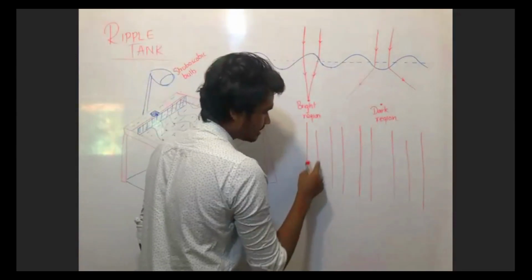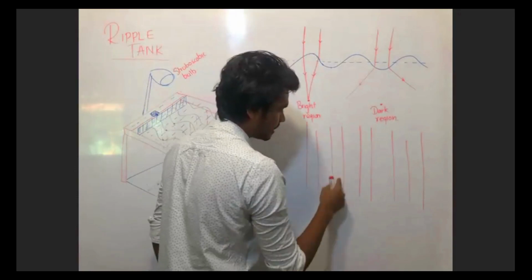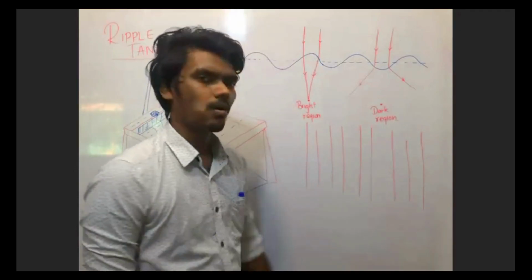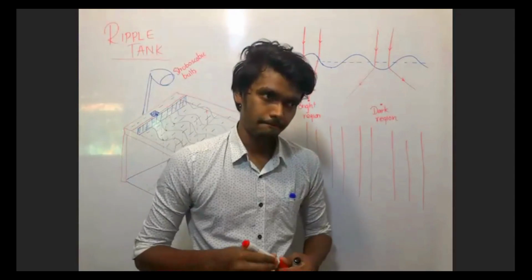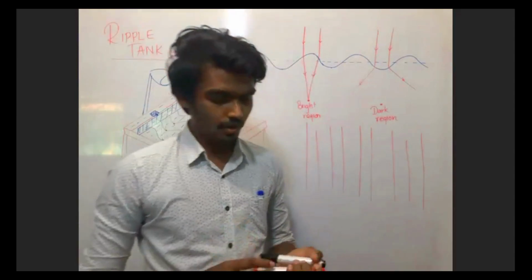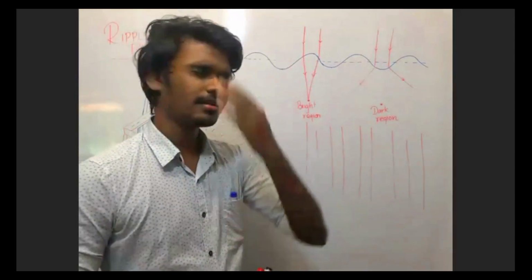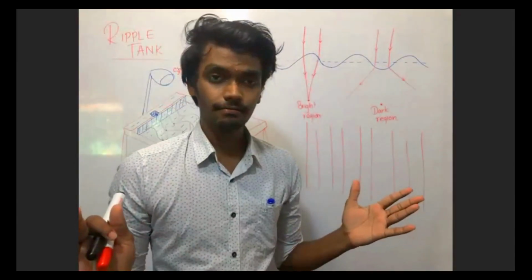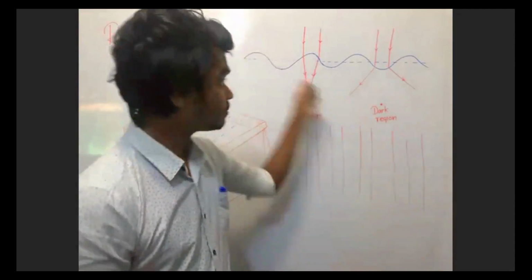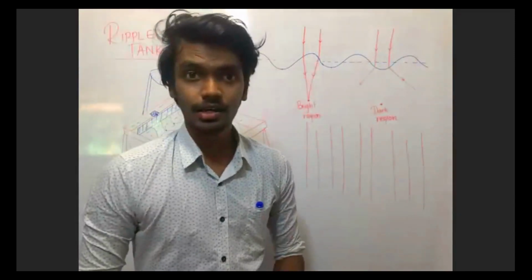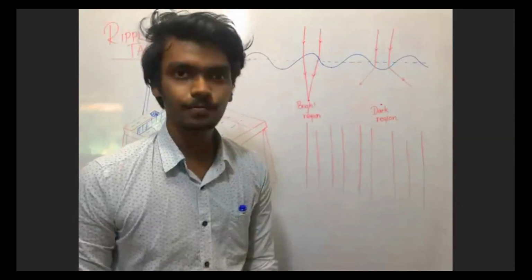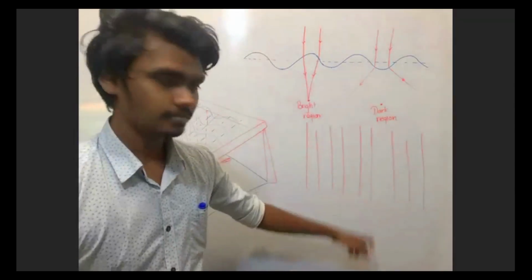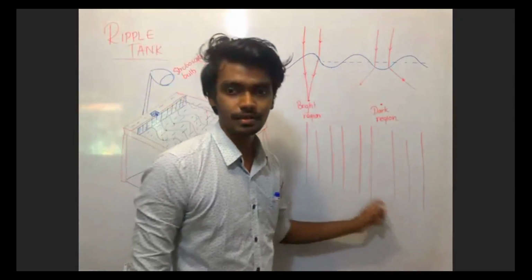Bright region, dark region, bright region, dark, bright, dark, bright, dark. So now, if I ask you a question, I need to find the wavelength of this water wave by using this.